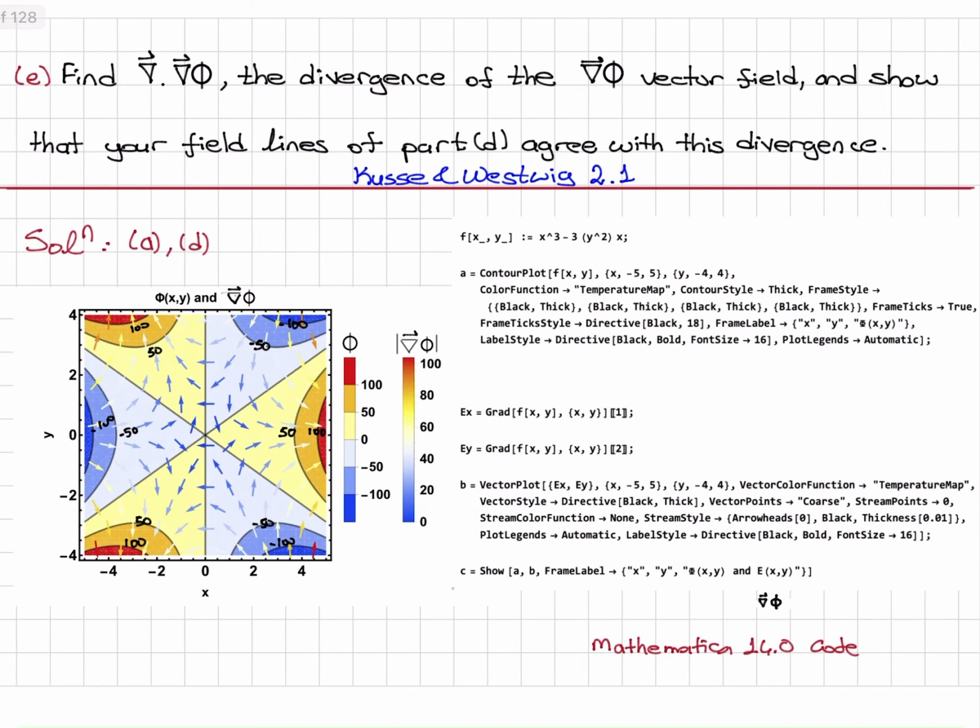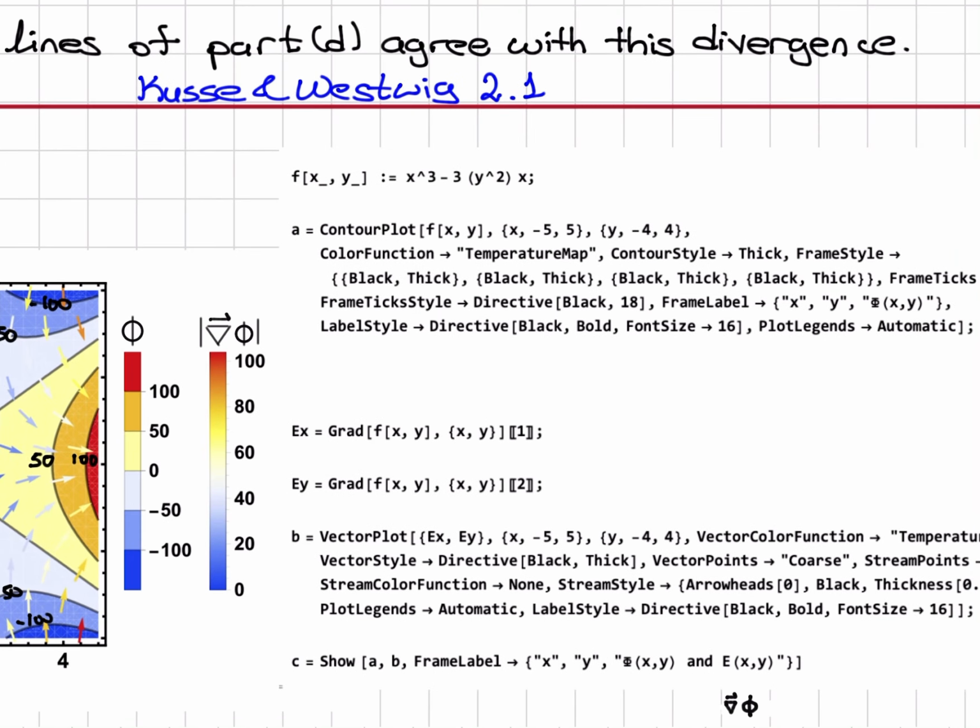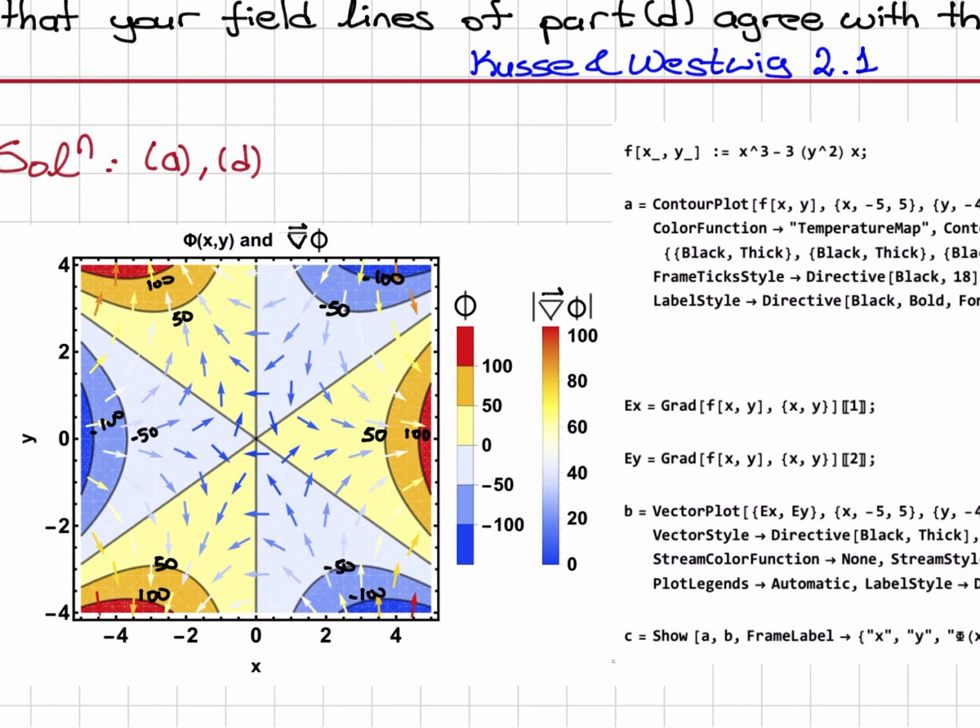Alright, so here is a mathematical code. We have the function written here, x cubed minus 3xy squared, and we're doing a contour plot from x equals minus 5 to plus 5, y equals minus 4 to plus 4, using a temperature map as our color function. So when we execute this, we find that the phi, our scalar potential, can be represented with these constant potential curves, which are our contours.